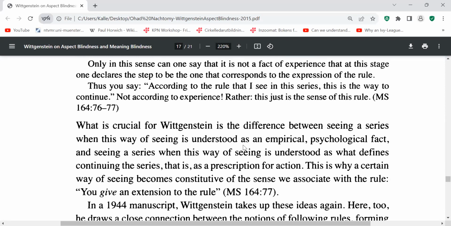Thus you say, according to the rule that I see in this series, this is the way to continue. Not according to experience. Rather, this just is the sense of this rule.